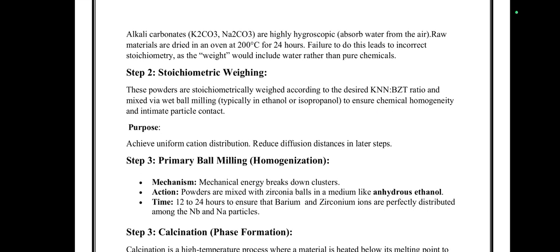Second step is stoichiometric weighing. These powders are stoichiometrically weighed according to the desired KNN-BCT ratio and mixed via wet ball milling, typically in ethanol or isopropanol, to ensure chemical homogeneity and intimate particle contact. The purpose of this step is to achieve uniform cation distribution and reduce diffusion distance in later steps.